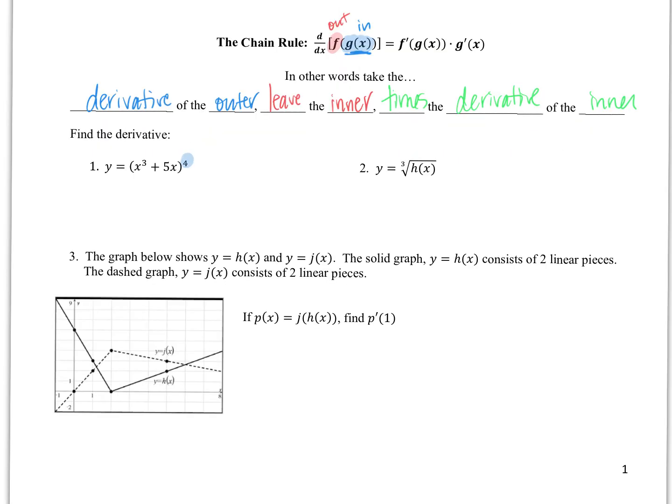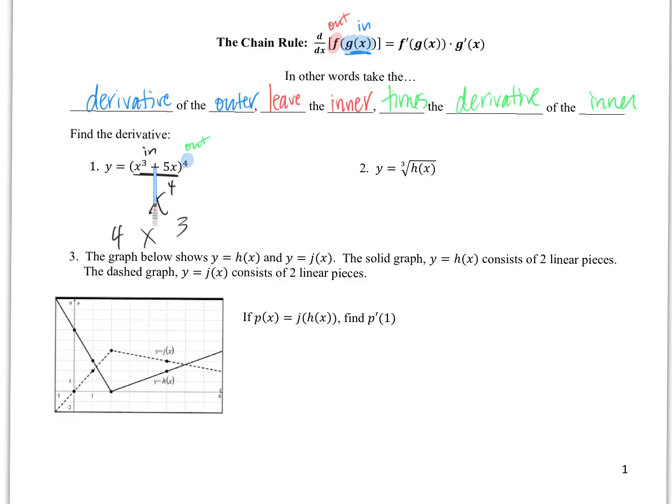All right. Down here, do you agree 4 is my outer? X cubed plus 5x is my inner. When I say take the derivative of the outer, that's what Elliot just said right here. F has to be f prime. How would I take, and you don't need to write this down, you guys, but how would I take the derivative, say, of x to the 4th? You agree it's 4x to the 3rd.